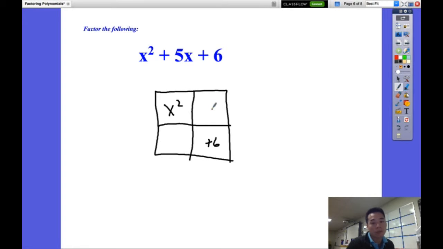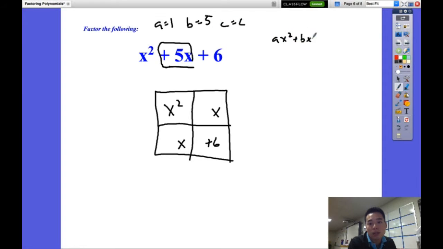So I know that there's going to be an x here and an x here. And I have to add those together to give me 5x, because that is my middle term. These two boxes usually give me b. This first box usually gives me a. So here we have a is 1, that's my coefficient. B is 5, and C is 6. And that all comes from standard form of ax squared plus bx plus c. Okay, so now I need to figure out what numbers go here, and that usually is derived from your c.